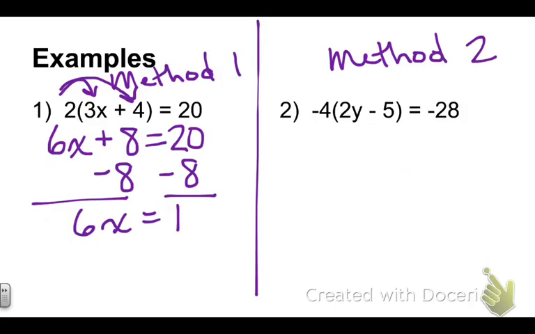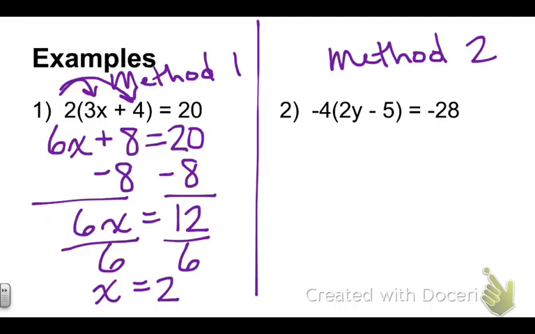Going to give you 6x is equal to 12. And then it's a 1-step. X is being multiplied by 6. So do the inverse, divide by 6, and then x is 2. Alright? If you feel comfortable with that method, do that. It'll work. Alright? The second method, some people might like this. It is a personal preference.